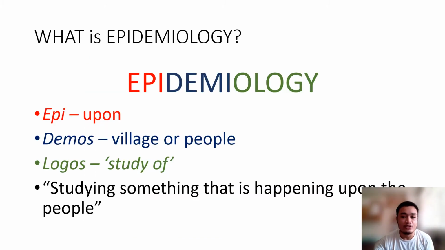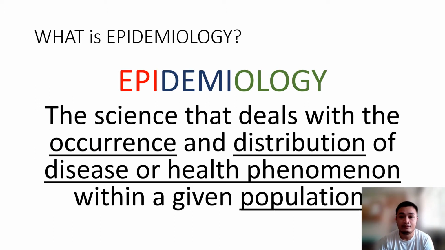What is epidemiology? It actually came from the Greek. The term epidemiology comes from three words: epi, demos, and logos. Epi meaning upon, demos meaning village or people, and logos of course meaning study of. To translate that into modern English, studying something that is happening upon the people. Hence, the modern definition of epidemiology is that it is the science that deals with the occurrence and distribution of disease or health phenomenon within a given population.